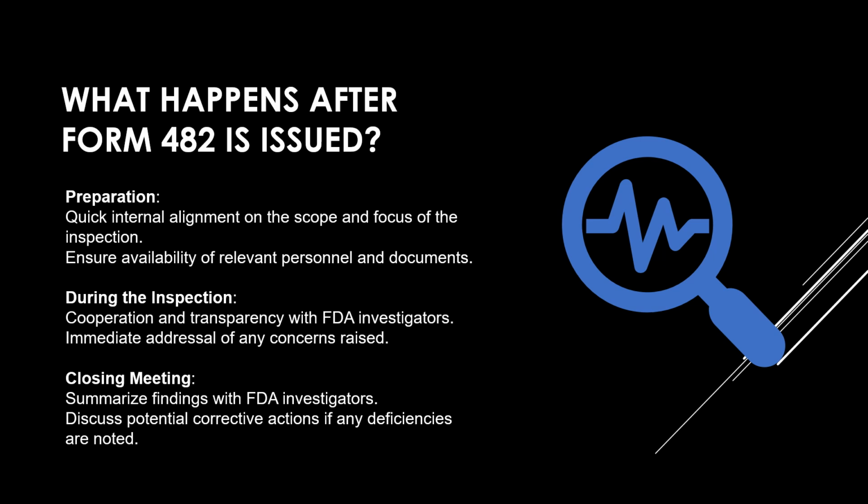So once the Form 482 is presented, the inspection officially begins, right? So the FDA investigator may tour the facility to review your quality system, to examine the manufacturing records, to review the SOPs, to interview the employees, to verify the data integrity, to observe production activities, to review the validation documents, check compliance handling and examine CAPA records. So such things they need to access to check your compliance level, right?